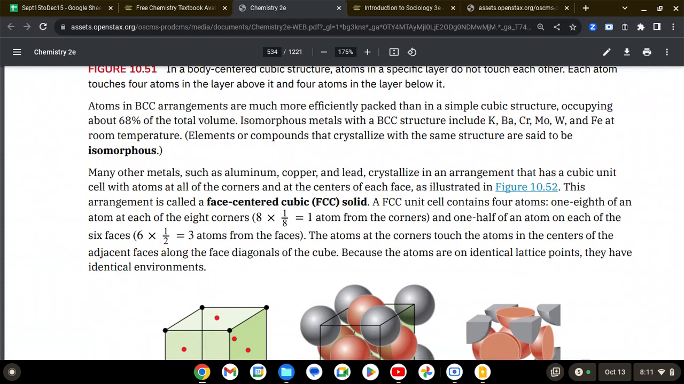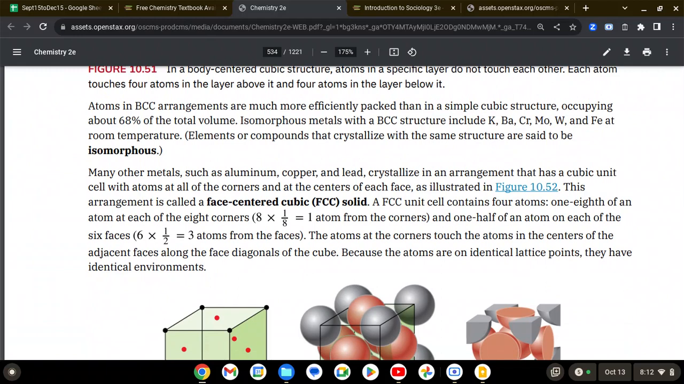Atoms in BCC arrangements are much more efficiently packed than a simple cubic structure, occupying about 68% of the total volume. Isomorphous metals with a BCC structure include K, Ba, Cr, Mo, W, and Fe at room temperature. Elements or compounds that crystallize with the same structure are said to be isomorphous.